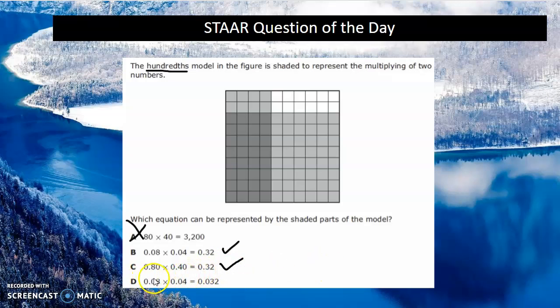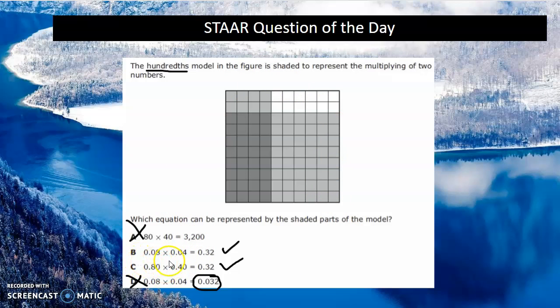B or C. The difference between B and D is the answer. And we know that this answer is 32 hundredths. We know that our answer is where they overlap, which is 32 hundredths. So I have a feeling not very many people picked D. Okay, so what is the answer? Is it B or C?